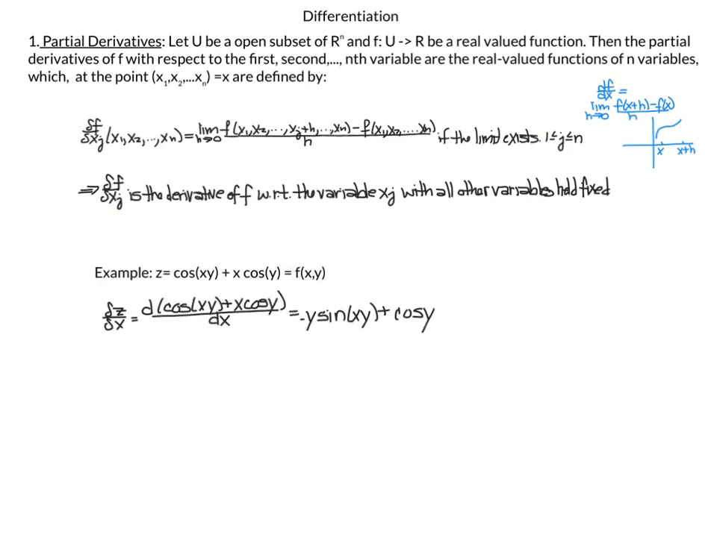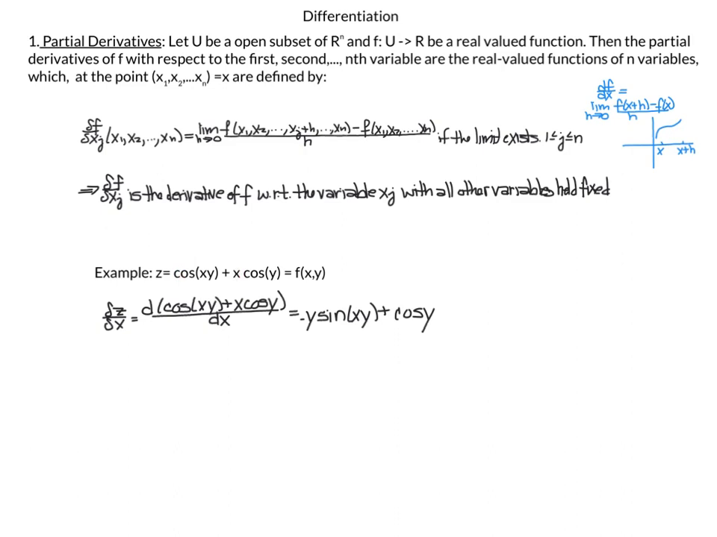So for our first example, we have z equals cosine of xy plus x times cosine of y. I could also rewrite this as f of x, y just to highlight the fact that we have a function of two variables, x and y. If I want to take the derivative now of z with respect to x, I'm going to treat y as a constant and x as my variable.